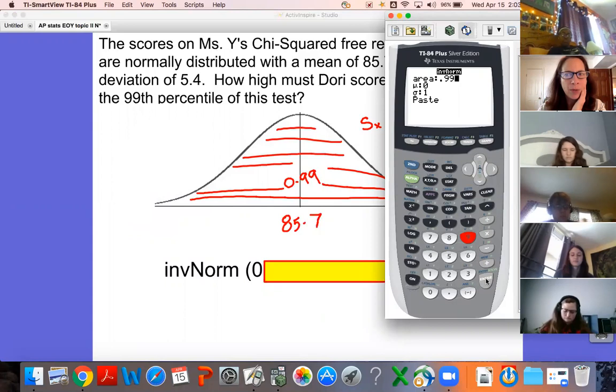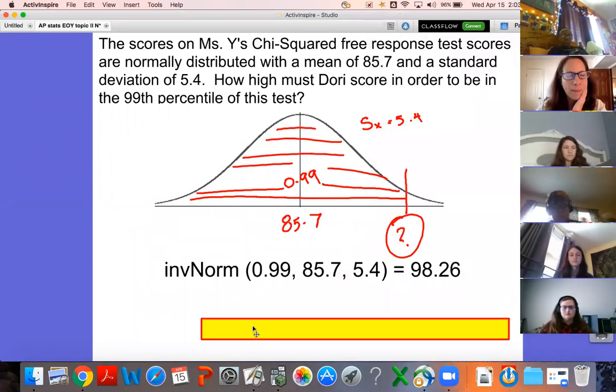Remember, no area can be greater than 1. And of course, our mean is 85.7. And our standard deviation is 5.4. So this will tell me what her score needs to be for her to be in the 99th percentile. And she'd need to get a 98.26. Okay?